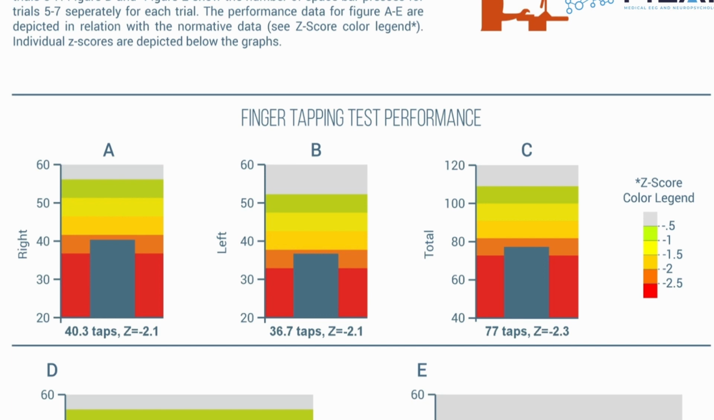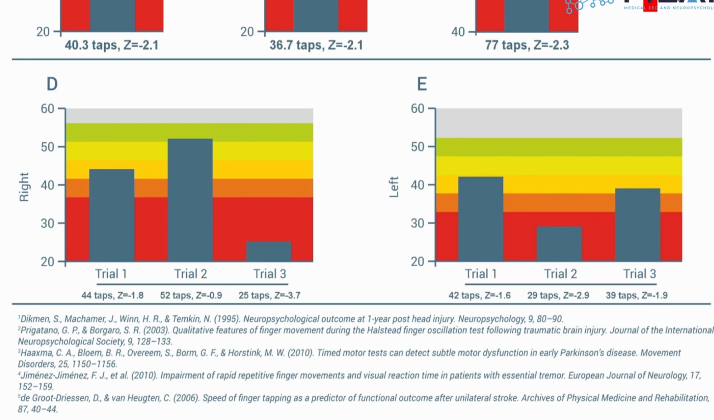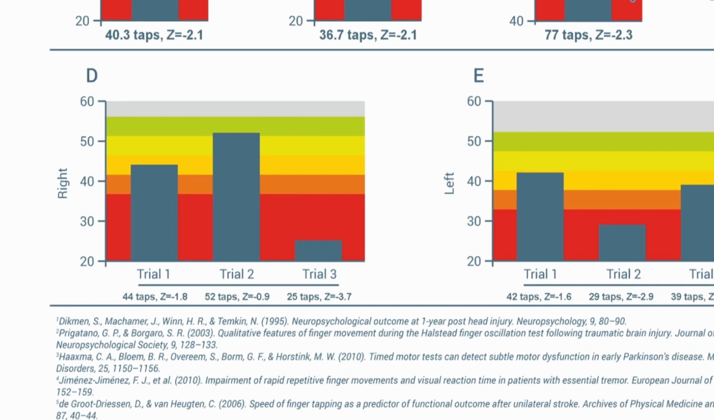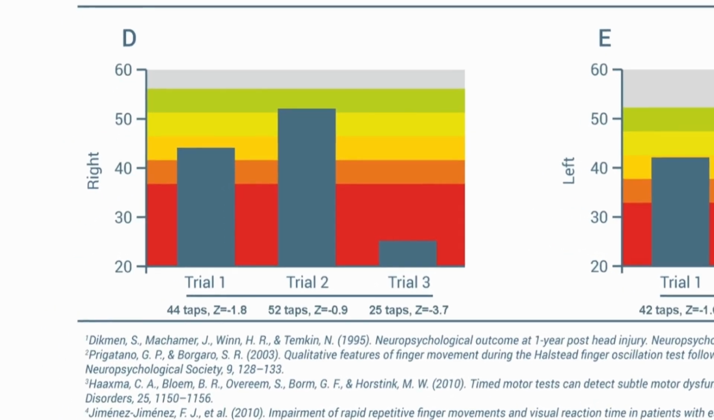As you can see, the performance in this example seems to be impaired, since both right and left-handed taps deviate more than 2 standard deviations from the norm. However, when we look at the number of taps per trial, there seems to be large differences, especially for the right-handed taps. In the second trial, the number of taps was 52, which corresponds with a z-score of -0.9. While in the third trial, the number of taps was 25, which corresponds with a z-score of -3.7. Such large differences warrant further investigation, and perhaps it would be wise to have the patient do the test again.